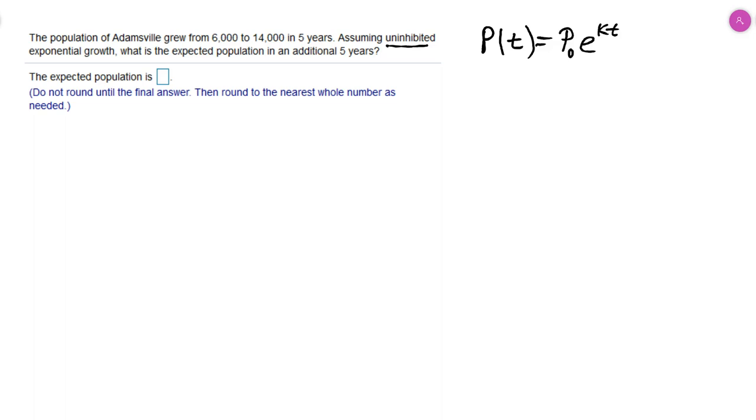So make sure we understand the parts of this for a second. This P0, or P naught, that's going to stand for our starting population or initial population. The k is our growth or decay rate.